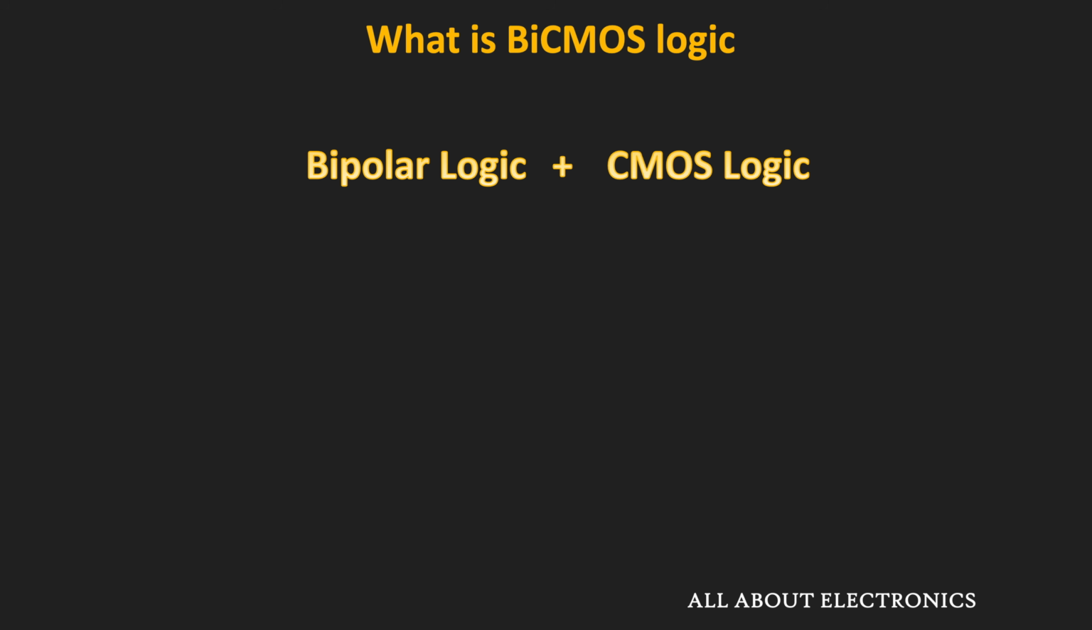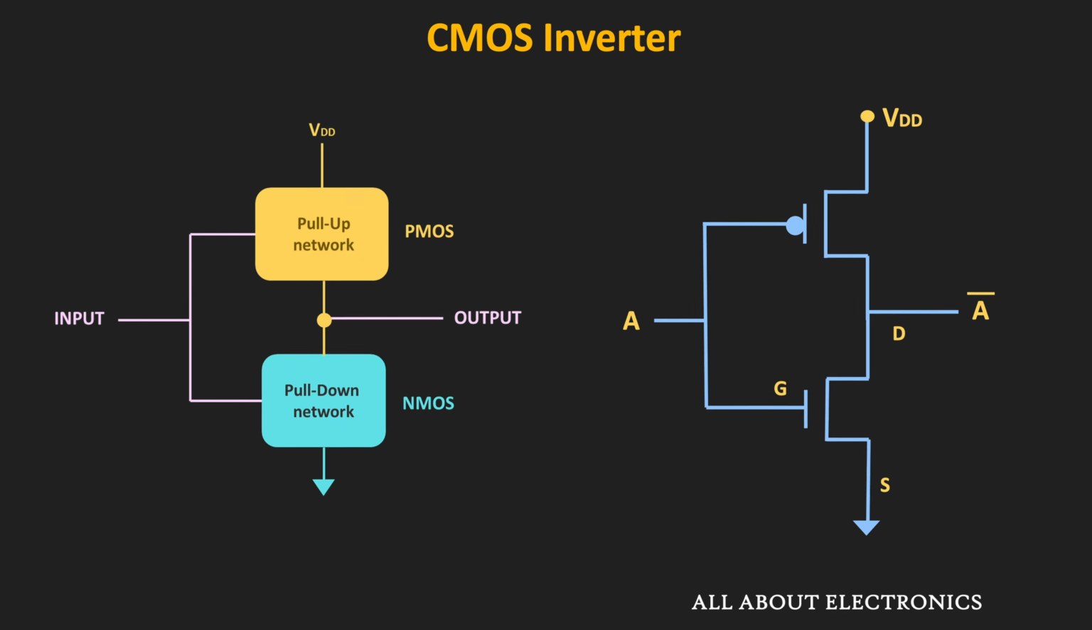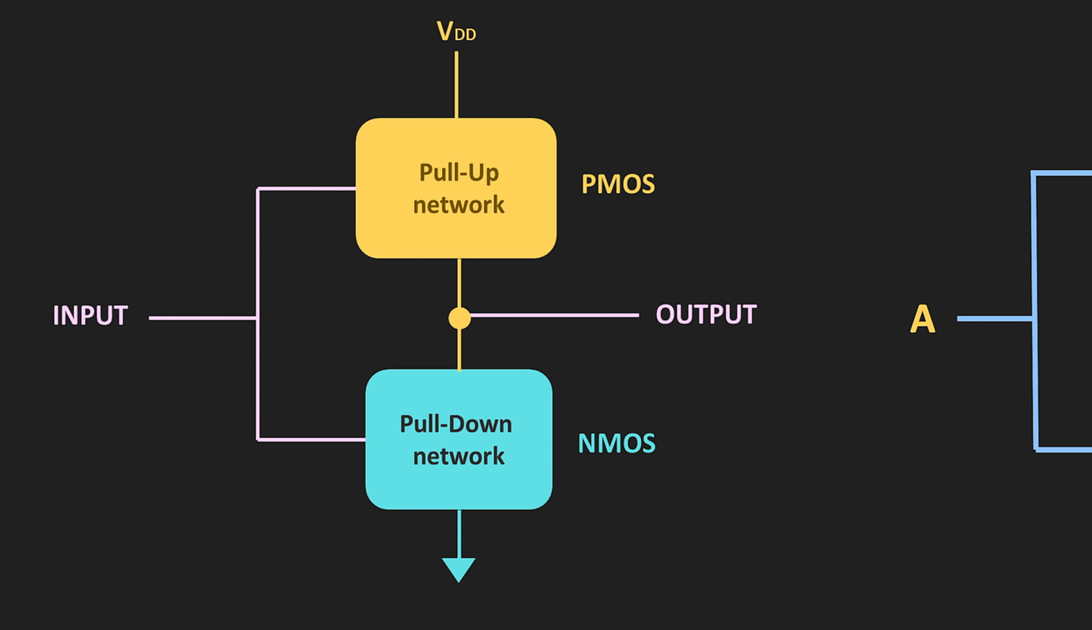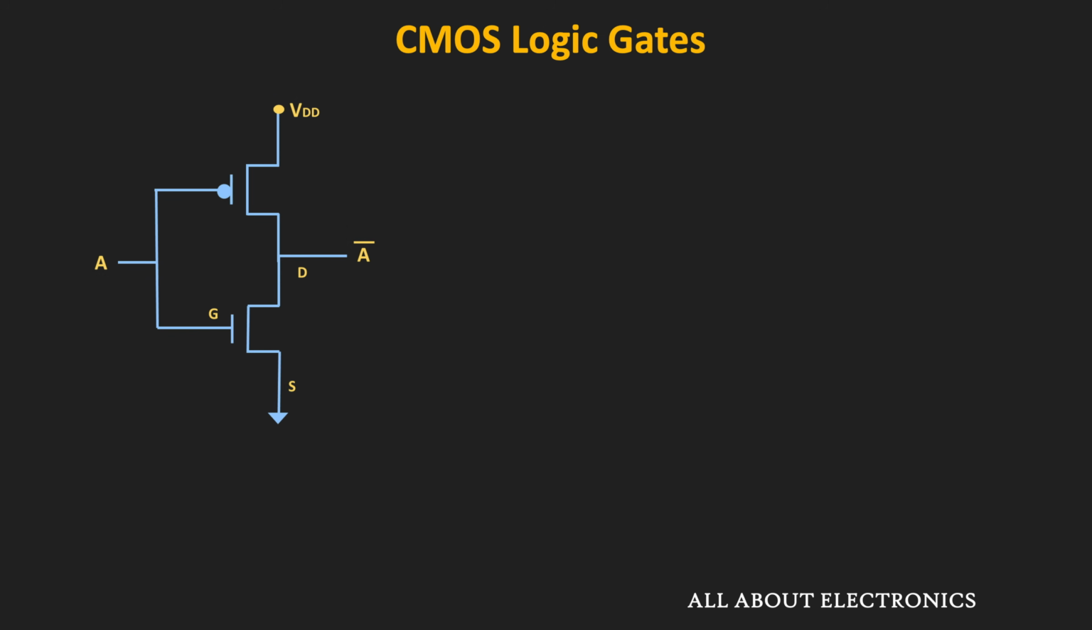So in the earlier video, we have already seen the CMOS logic gates, and we have seen that the CMOS logic gates consist of the pull-up network and the pull-down network. This pull-up network consists of the PMOS transistors, while the pull-down network consists of the NMOS transistors. And depending on the input, at any given time, only one network is on. So in the CMOS logic gates, the static power consumption is almost zero. That is one of the advantages of the CMOS logic.